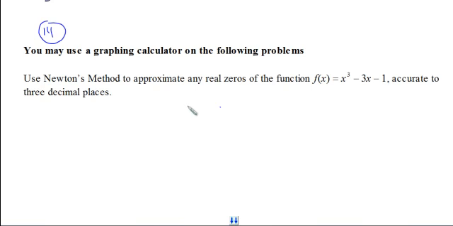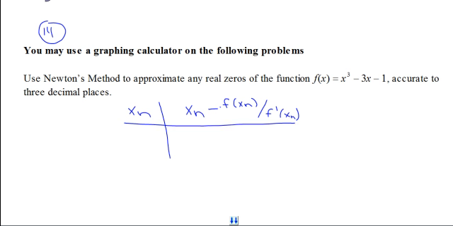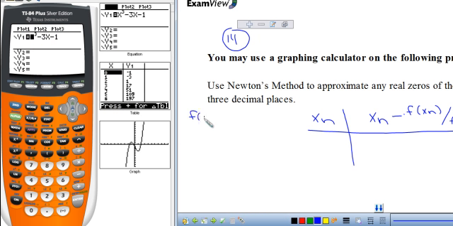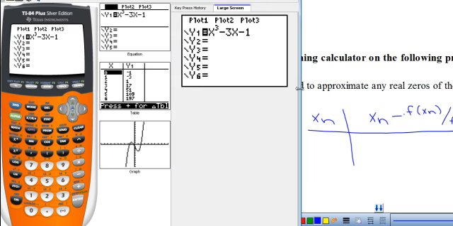To use Newton's method, we're going to use the algorithm x of n minus the original function divided by the derivative. So my function is x cubed minus 3x minus 1, which I have here. The derivative would be 3x squared minus 3. So I'm going to go ahead and graph my derivative.